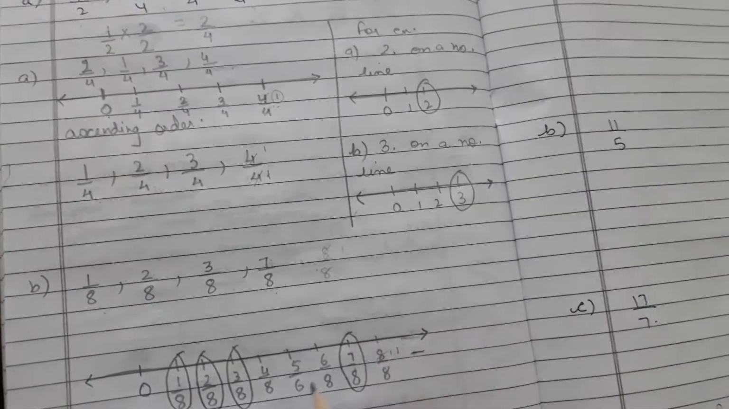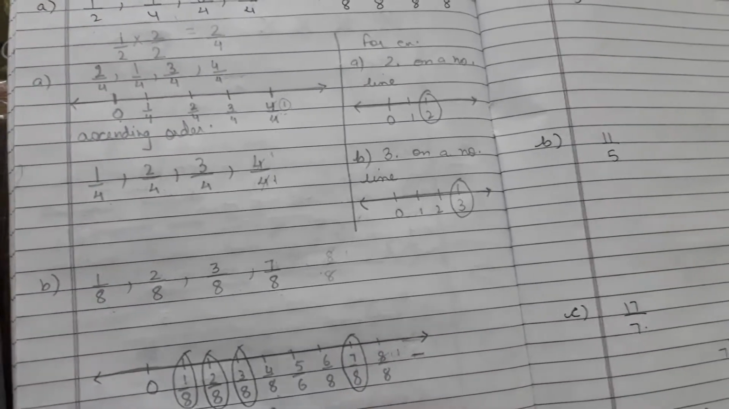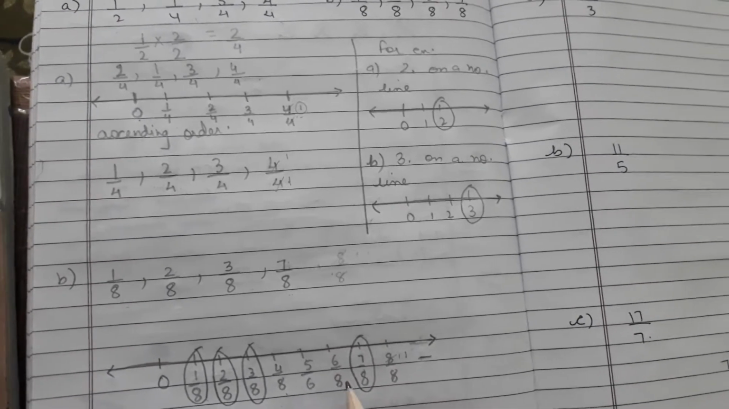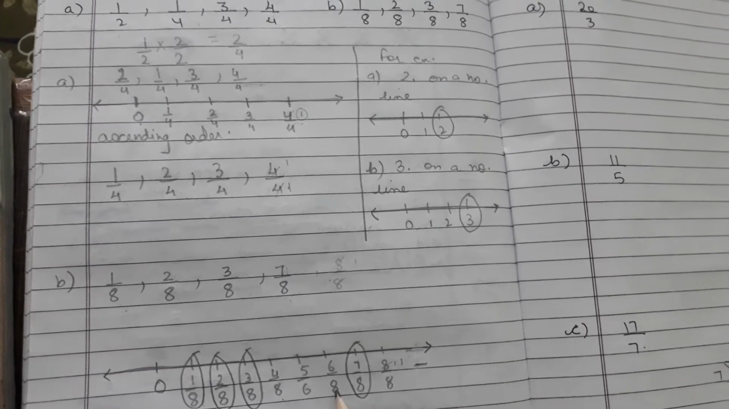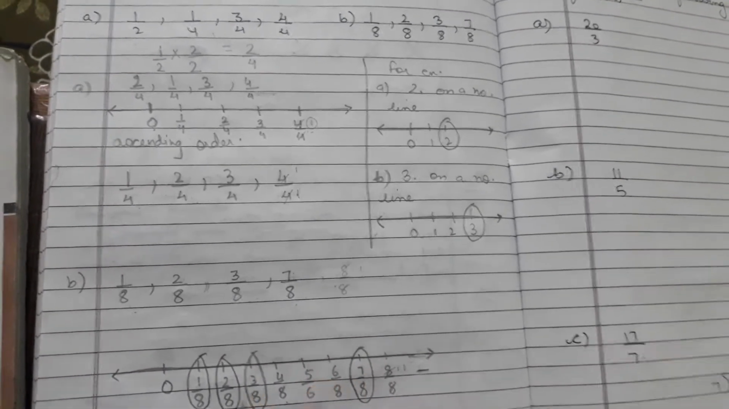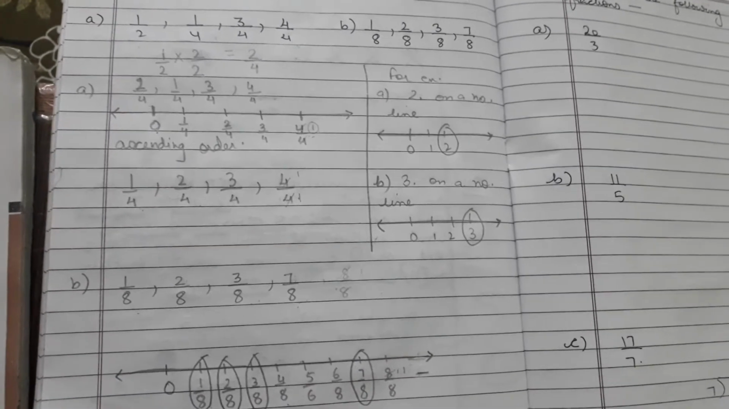It is your wish if you want to write in between the numbers or not, because 4 by 8, 5 by 8, 6 by 8, they are not given that you have to represent, but you have to mark for them. Okay, similarly you can try for the C part.